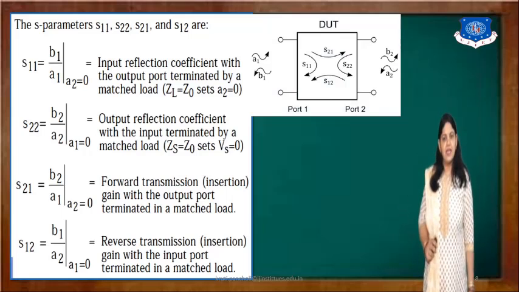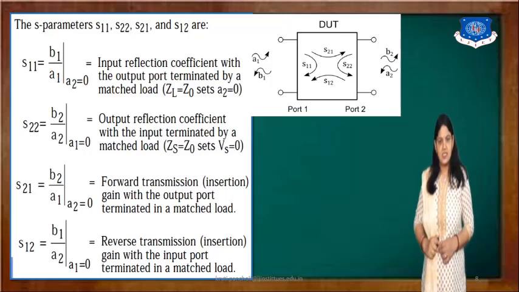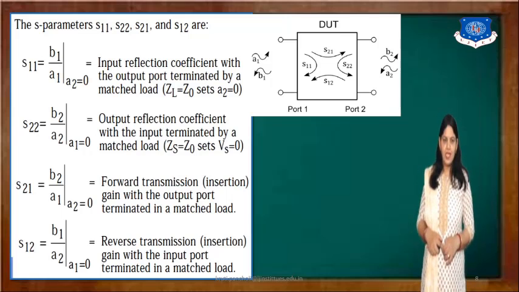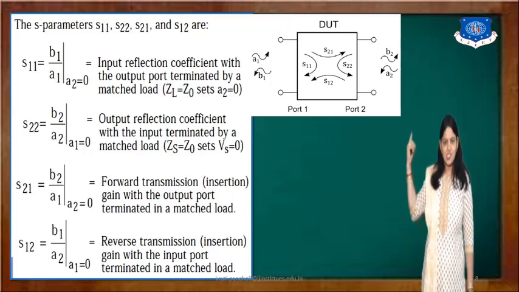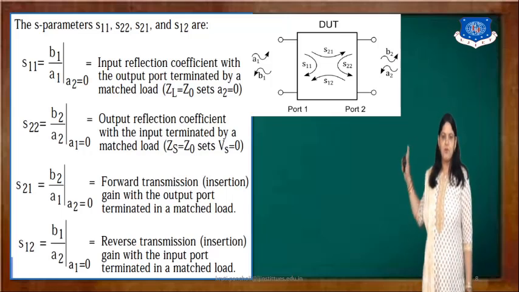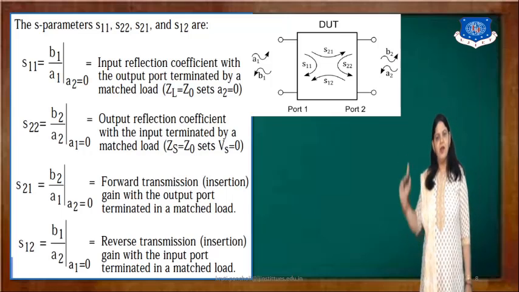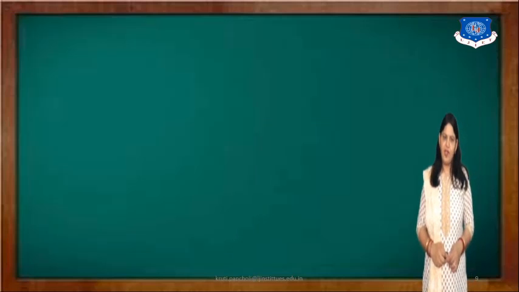Now here in the diagram you can see that S11 we can measure at port number 1, S22 we can measure at port number 2, and S12 and S21 we can also measure. A1, A2 are the traveling waves, and B1, B2 are the reflected waves.